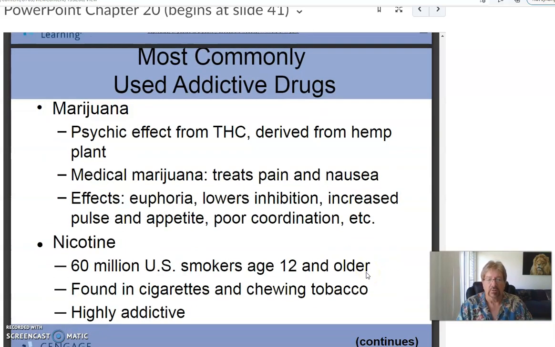Okay, most commonly used addictive drugs. Marijuana, a psychic effect from THC, tetrahydrocannabinol, derived from the hemp plant. Medical marijuana treats pain and nausea, affects euphoria, lowers inhibitions, increases pulse and appetite, poor coordination, etc.